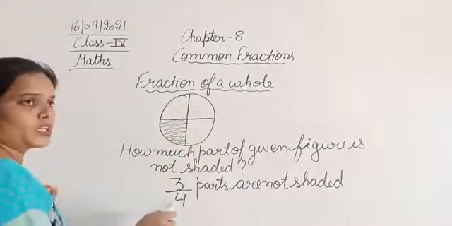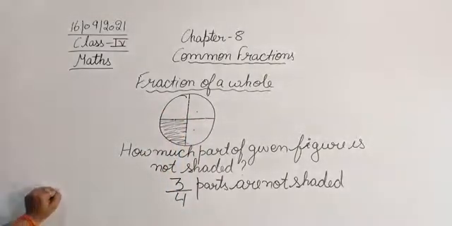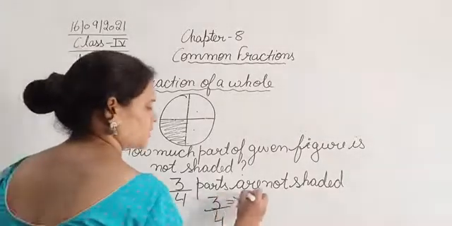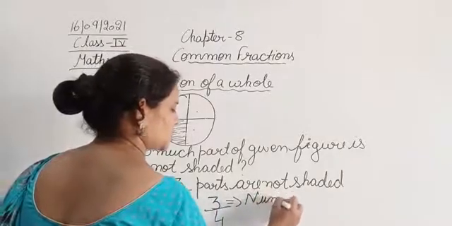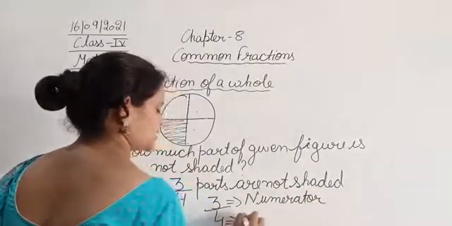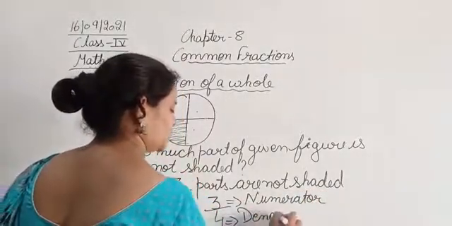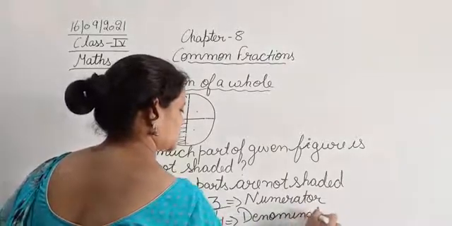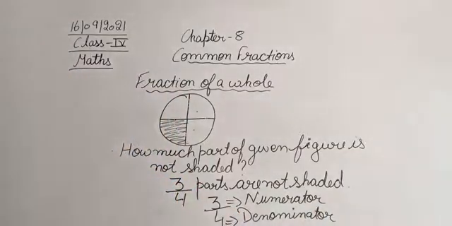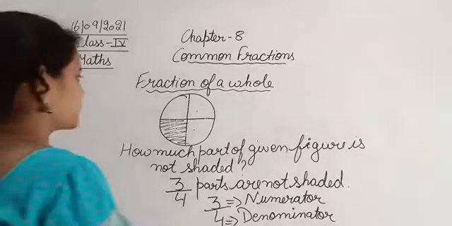So here in the denominator we will always write down the total number of parts, into which the figure is divided. Okay, one more thing, write 3/4. The upper one is known as numerator, and the lower one is known as denominator. The upper portion is known as numerator, whereas the lower one is known as denominator. Clear?